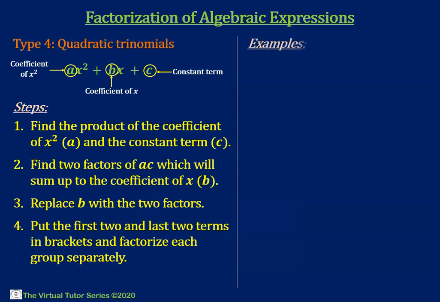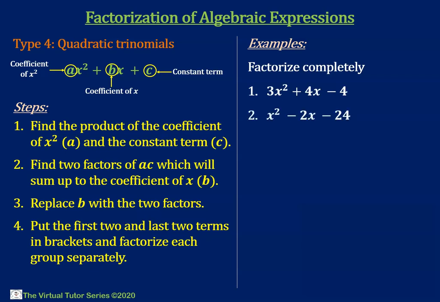Let's consider the following examples. Factorize completely. Solution. Example 1 says we should factorize completely the expression 3x squared plus 4x minus 4. The first step is to find the product of the coefficient of x squared and the constant term. The coefficient of x squared is 3 and the constant term is -4. The product of 3 and -4 is -12.